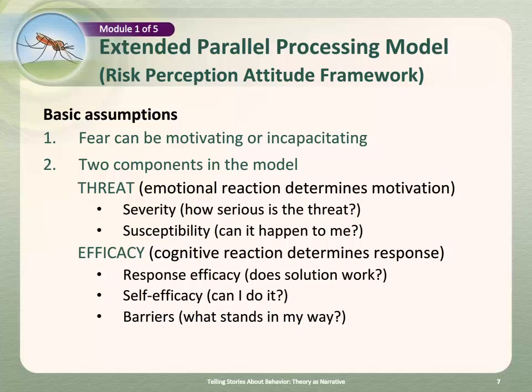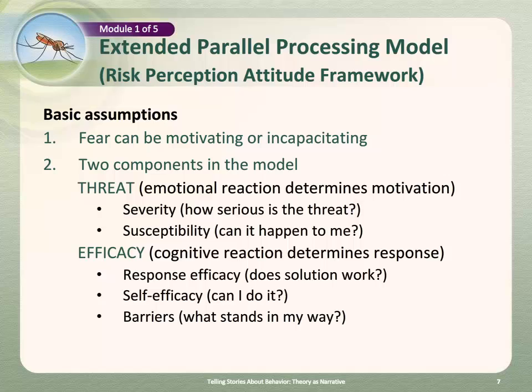One is severity. This refers to how serious people believe the threat to be. In the case of malaria, how serious do people think malarial disease is? Can it cause death or not? And a second part of threat is susceptibility, which refers to the belief that the disease or the threat can actually happen to you. So while you may think that malaria is a serious disease, you may not think that you yourself are at risk of contracting malaria. Together, severity and susceptibility define how threat is perceived.